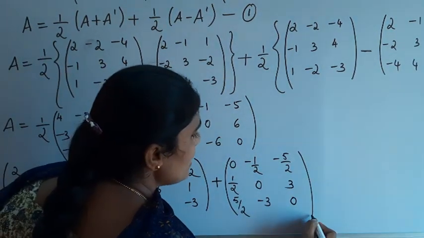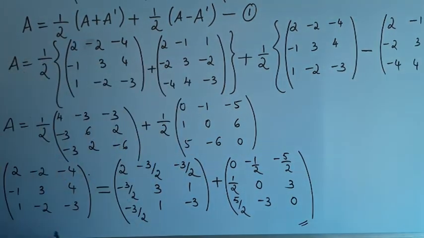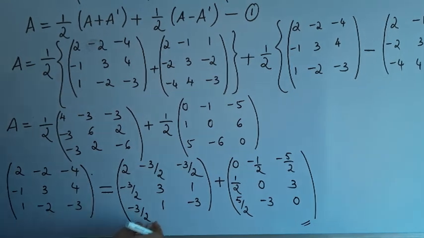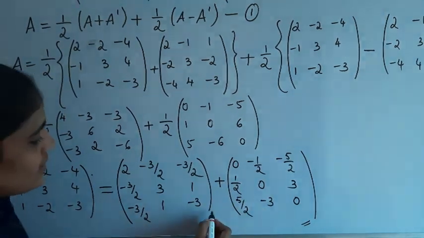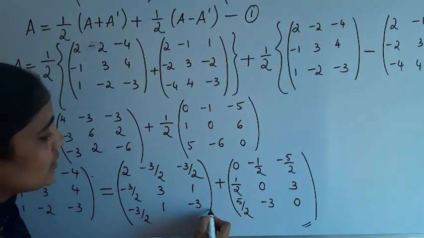So this is the required expression of the sum of symmetric and skew symmetric matrices. Here only we can clearly see that.